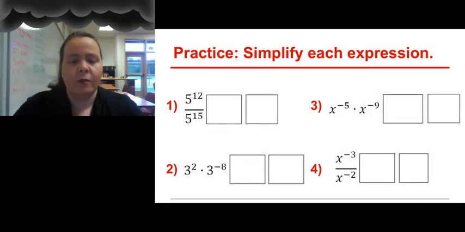And now's your chance to practice using what you've learned about negative exponents. So if you will pause here and then come back when you're ready to check your work. Okay, I guess we're ready now.